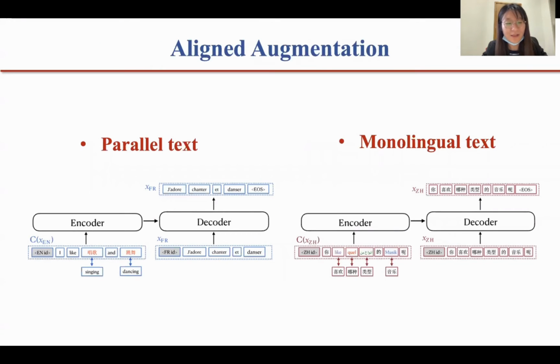Aligned augmentation is the main method in mRASP2. Before this work, there was another work, mRASP, which replaced the words of one language with synonyms of another language in the corpus. For example, English here is replaced with Chinese. mRASP2 replaces the words of the original text with synonyms in multiple languages, such as replacing Chinese with English, French, German, and Arabic.